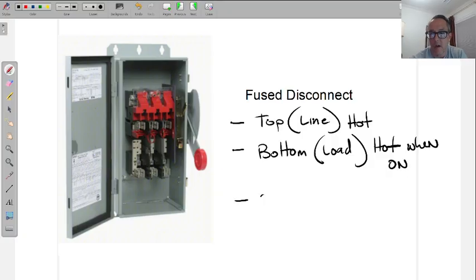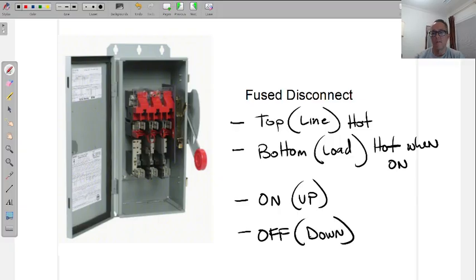And then position. On is up always. And as you can see right now, it's in the off position. So the reason why I want you to know that is for visual. Right? You can look at the disconnect and just see it. Oh, it's off, or oh, it's on. And this should be something that you've memorized because switches work the same way. You lower a switch, it's off. Go up with the switch, it's on.